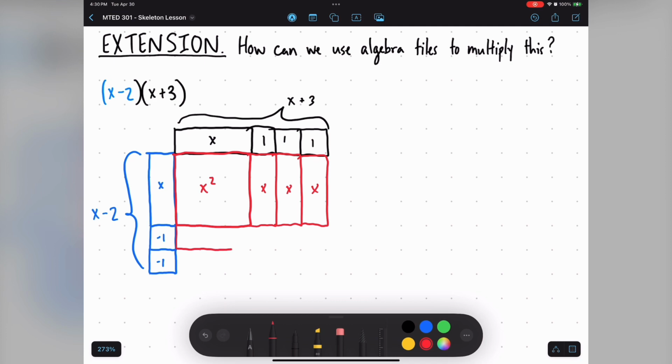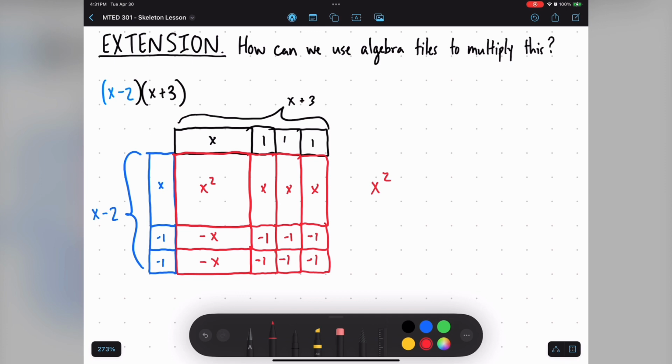Now with the negative ones, we're still going to draw our things as usual, but now we're just going to represent our areas using negatives. So negative x, -1, -1, another -1. -1 times x is going to give us -x. -1 times 1 is going to give us -1. Again and again.